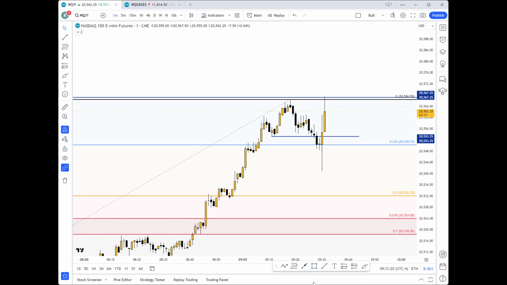There it goes. And now it's taken out. It's taken out all your shorts. And we'll see if we get follow through on this push down. Target filled.